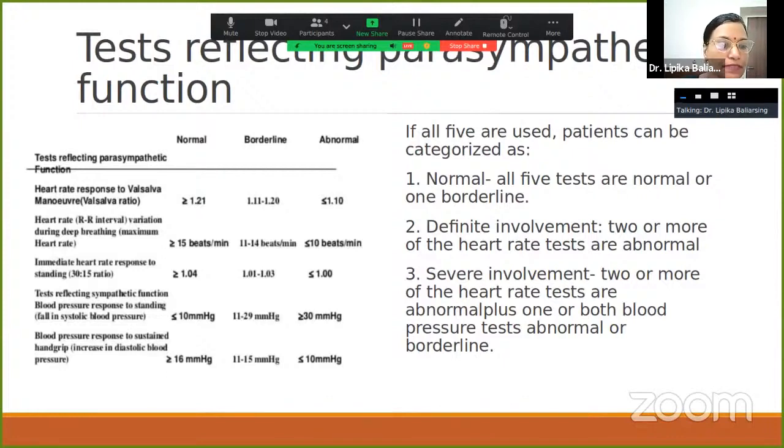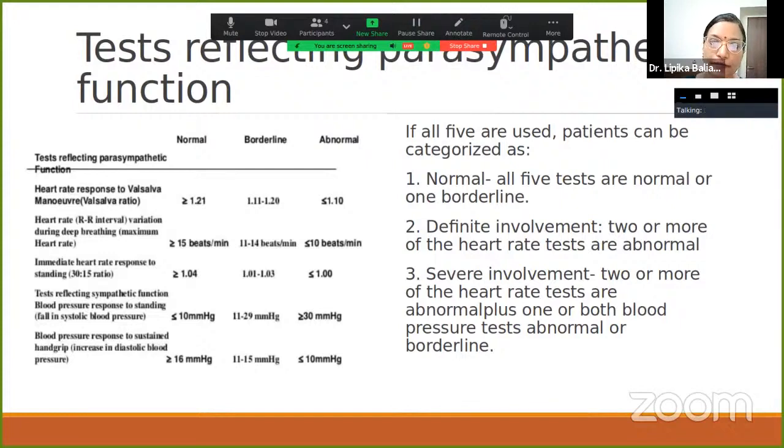The blood pressure response to sustained hand grip, that is the increase in diastolic blood pressure, is normal if it is equal to or more than 16 millimeters of mercury. It is borderline if it is 11 to 15 millimeters of mercury, and abnormal if it is less than or equal to 10 millimeters of mercury.